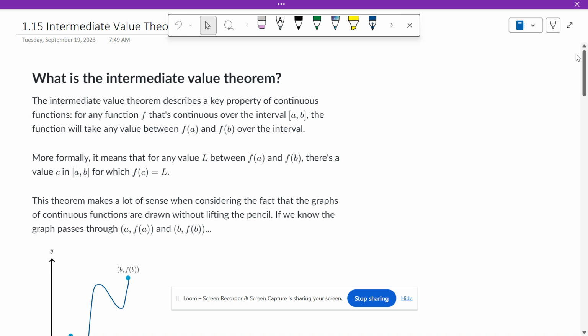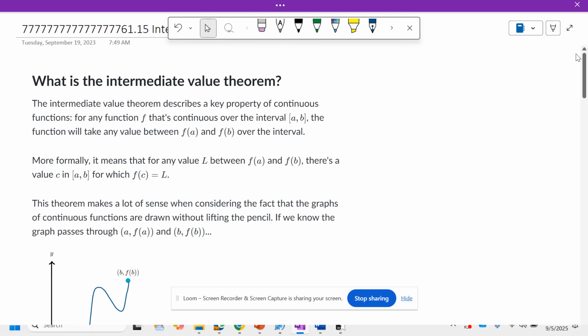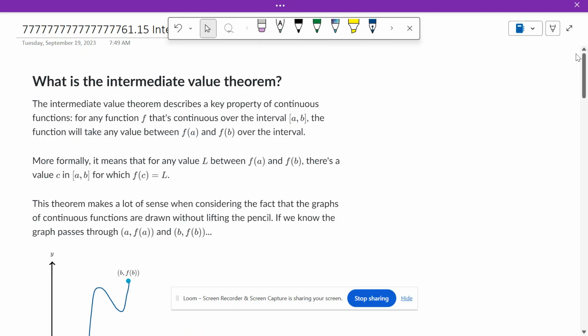We have the intermediate value theorem. What is the intermediate value theorem? What does the word intermediate mean?